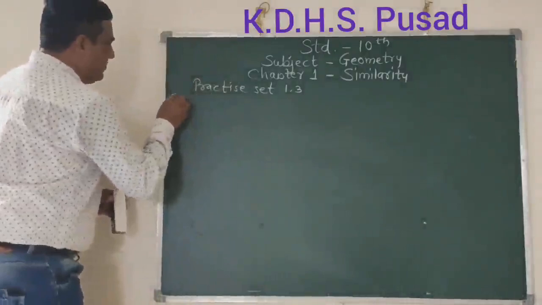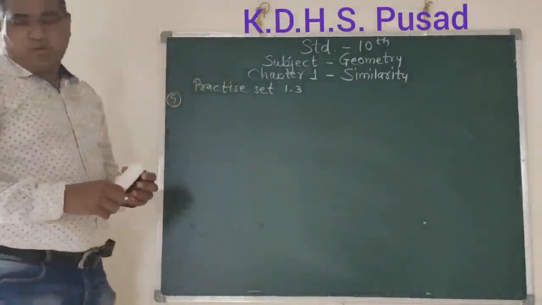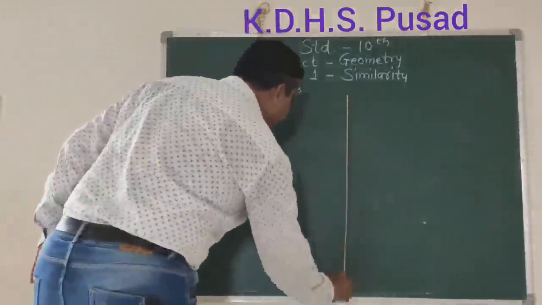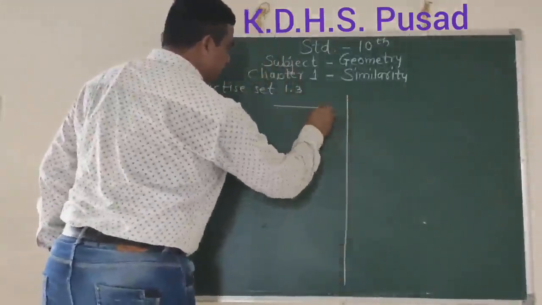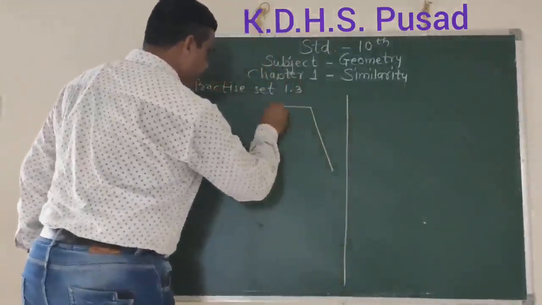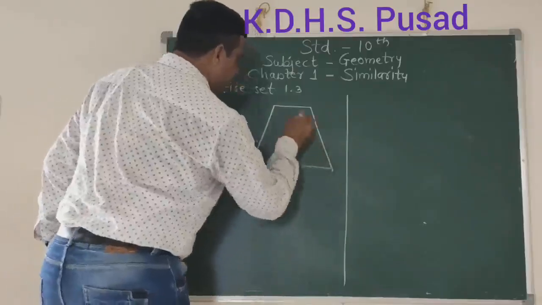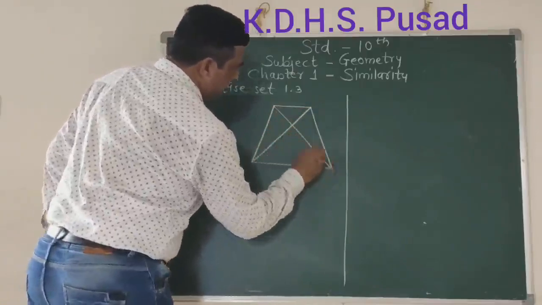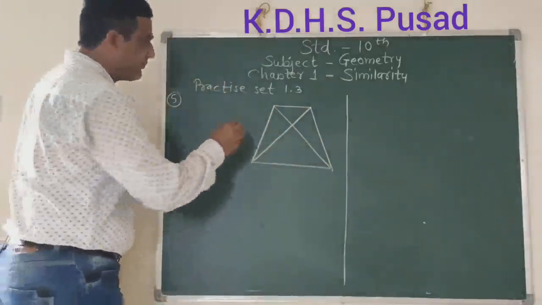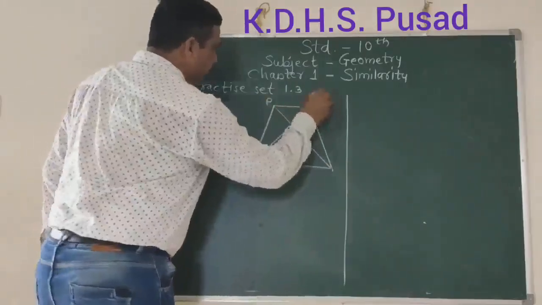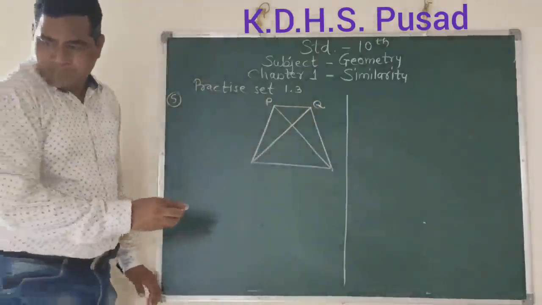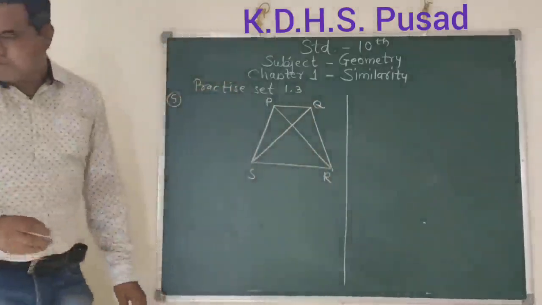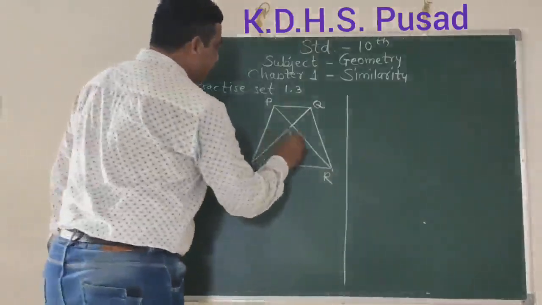Practice question number 5 from practice set 1.3. Here we divide it into two portions. PQ, yes, PQRS, and then is point A.